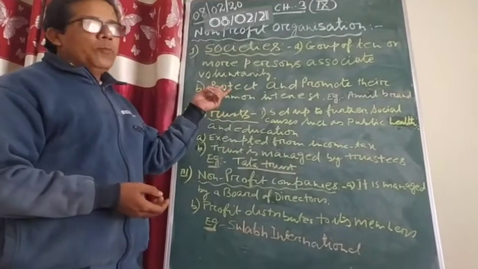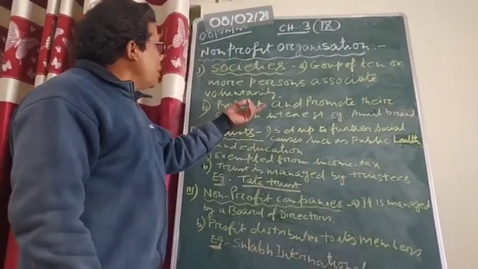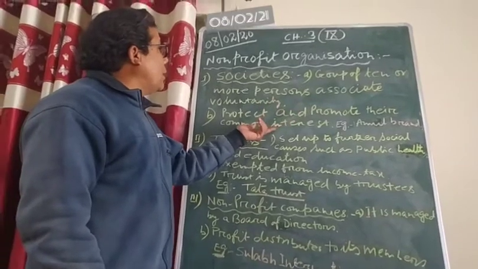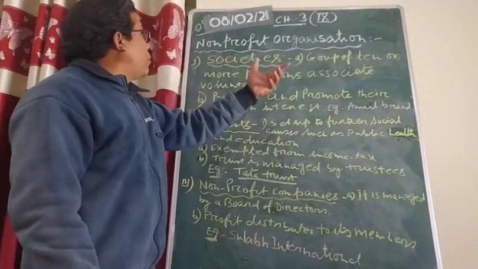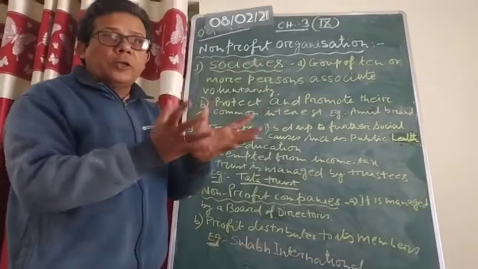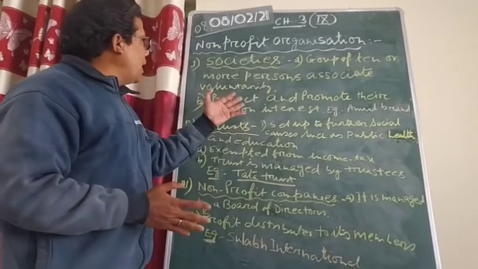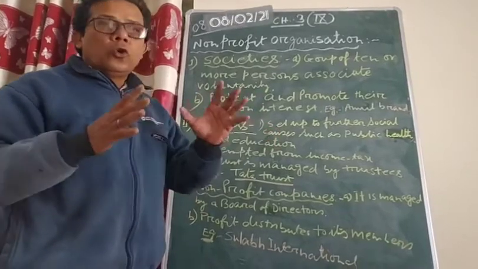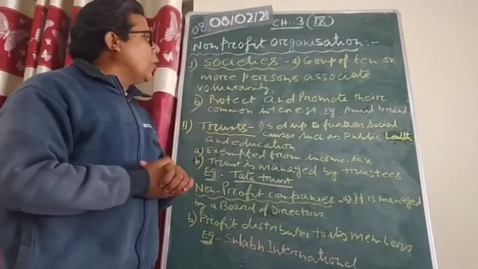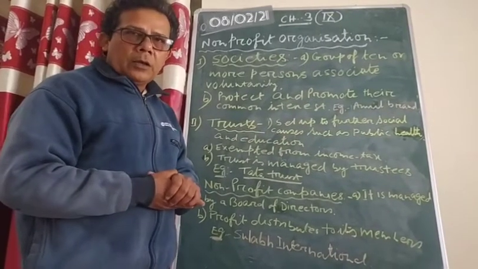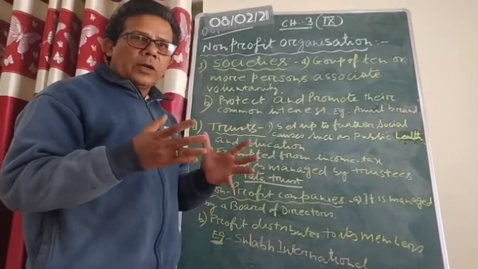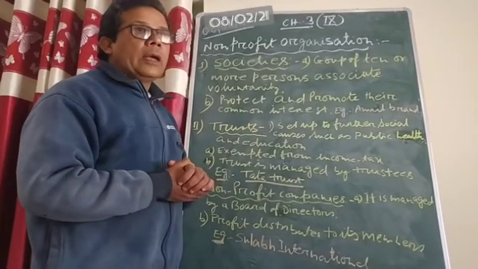Now, what are they doing here? The second thing, they protect and promote their common interest. Interest of whom? Interest of those people, the group of 10 or more persons who form the society. They are trying their level best to protect and promote their common interest. Example, Amul brand. You know Amul milk. This is the easiest thing to understand. This is what is called a society.